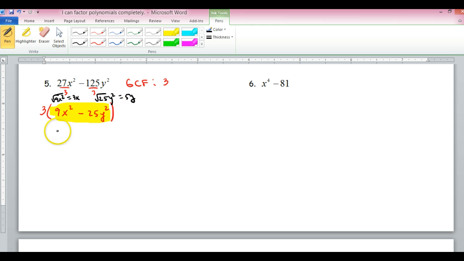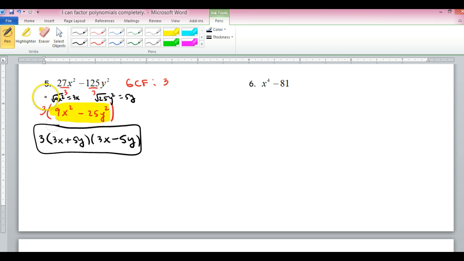So we know this will factor out to be 3 times 3x plus 5y times 3x minus 5y. Remember, on a difference of two squares, you basically take the square root of each term, you add them, and you subtract them. But don't forget you had a GCF at the very beginning that you have to bring down to your final answer. And that's it for that one.